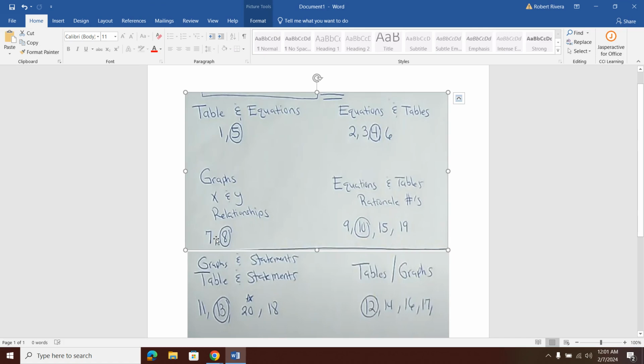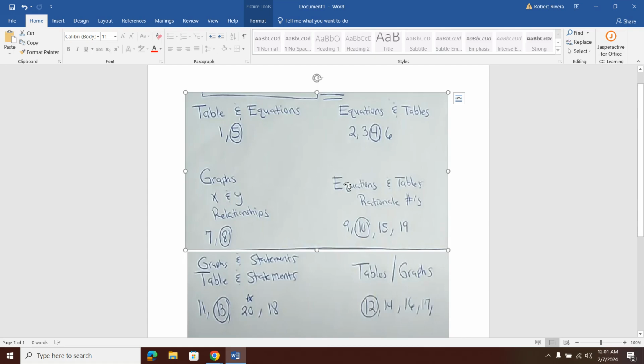Now, 7 and 8, I call those graphs. So if I have a graph, I need to find the relationship between X and Y. So again, I'll do number 8, you'll do number 7.